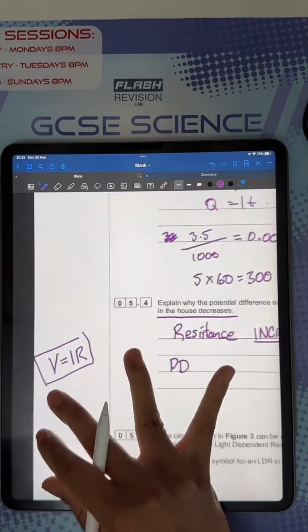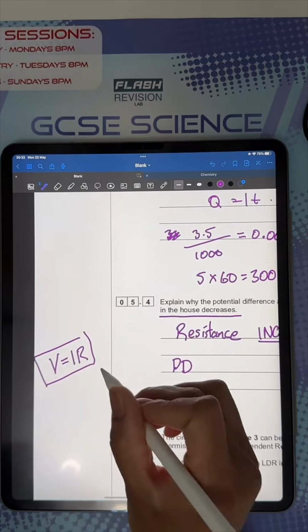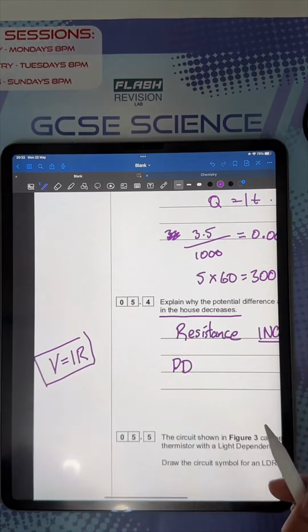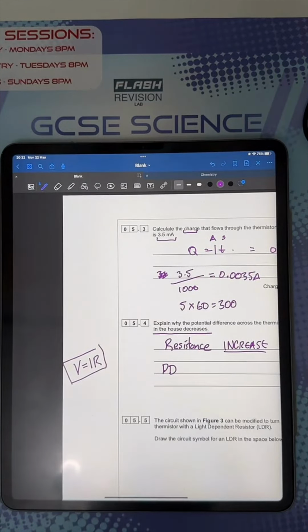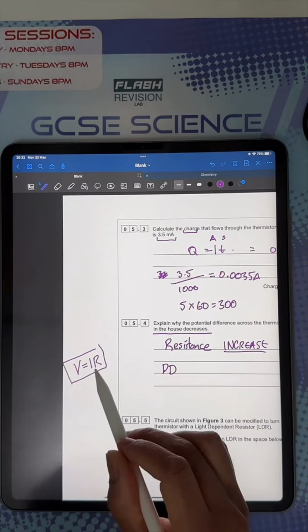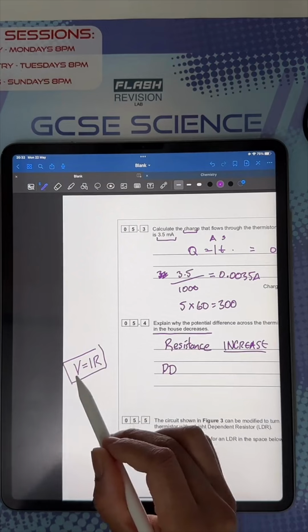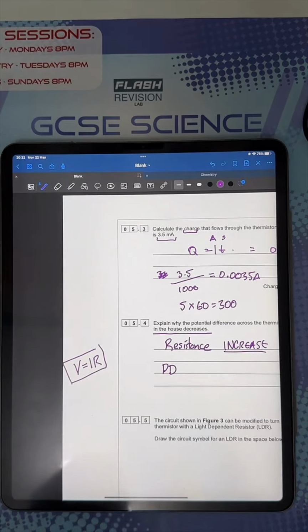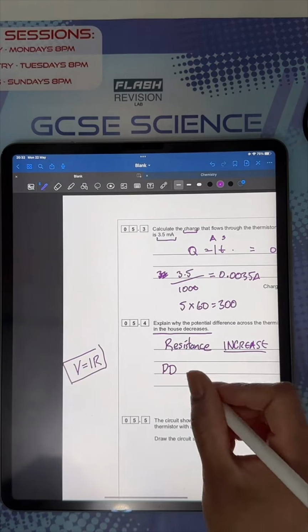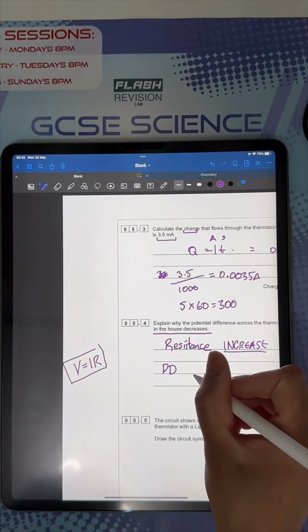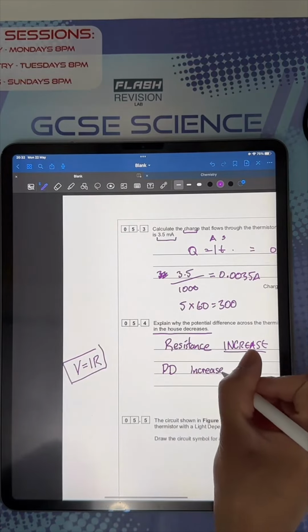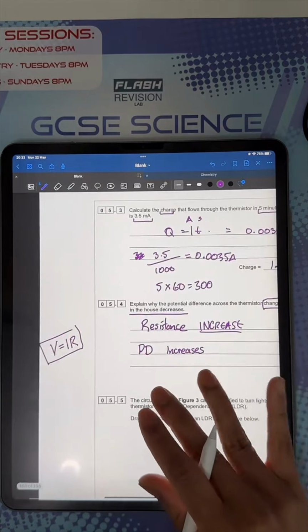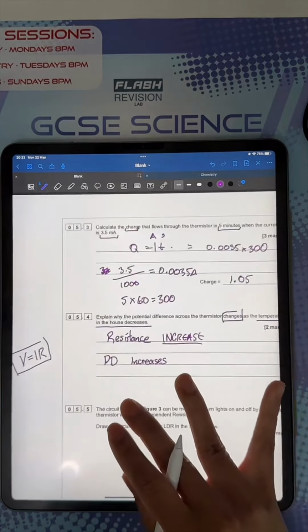So in this equation, imagine on this side, if you were to increase resistance, what's going to happen to potential difference? It's also going to increase, right? If you multiply two things and you increase one of the numbers, the other number is going to increase as well. So you say potential difference increases. That's your answer. Do you guys understand?